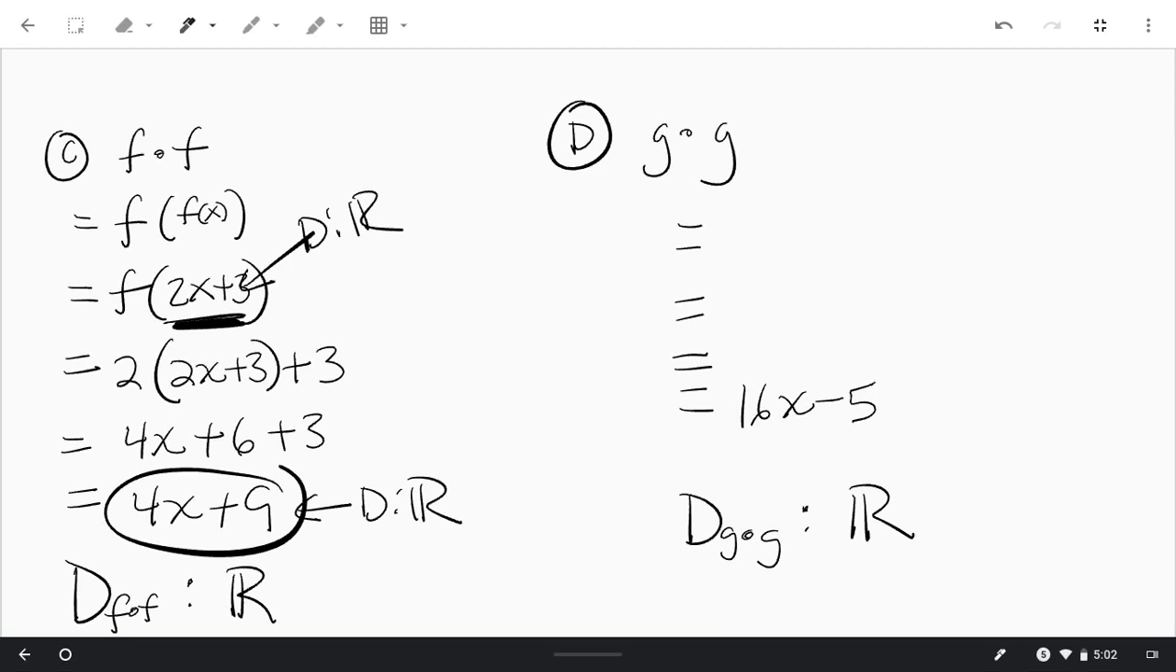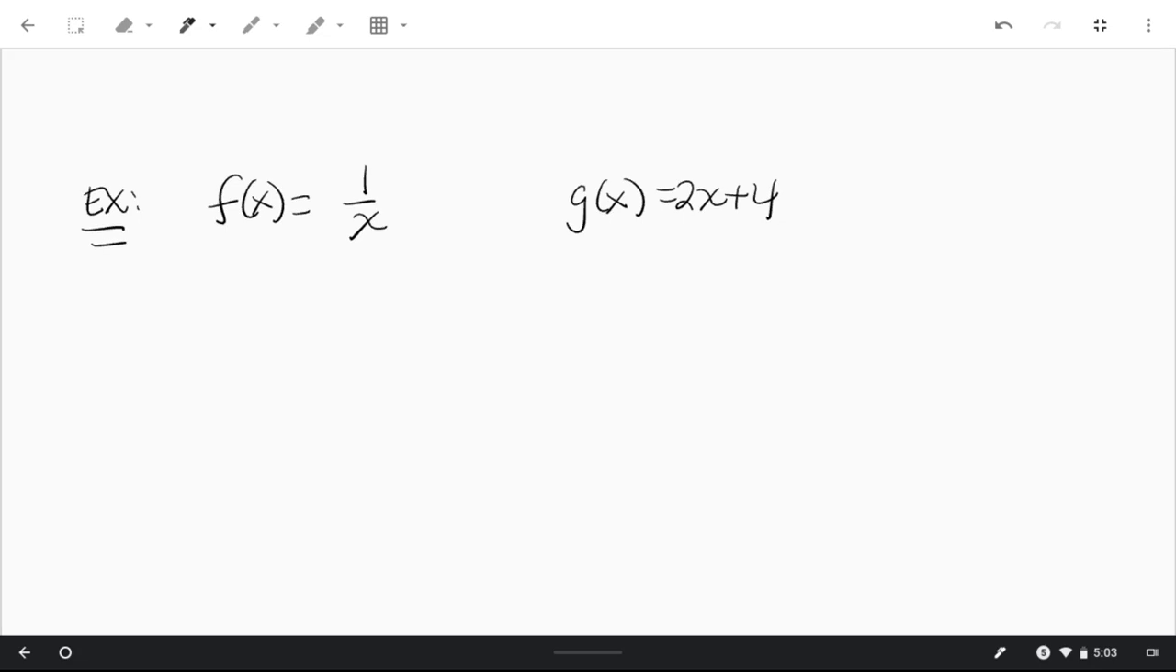All right, so that is about it. Do you want to see one where there are restrictions, just to see what I mean? Okay, here's one last example. Let's suppose that we have these two functions now. Suppose we have this one for f of x, and this one for g of x. Let's do f circle g.